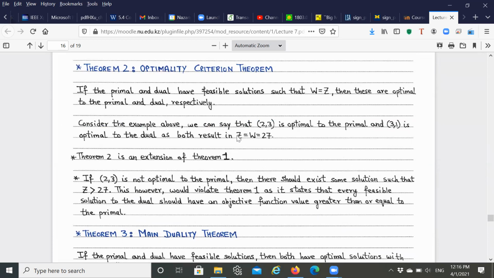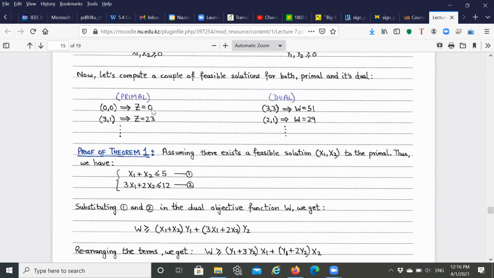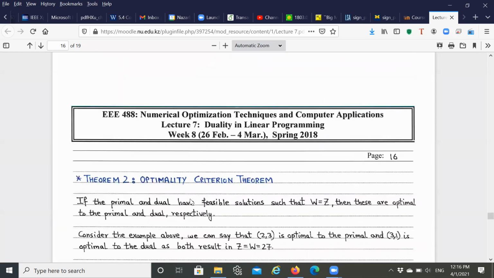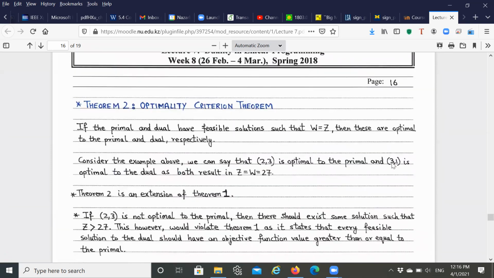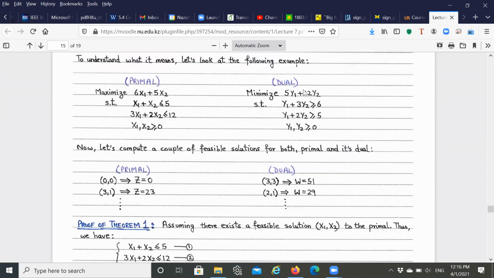So let me give you an example of what I mean. Let's say 2, 3. Let's go back over here. For the primal, if you put in 2, 3, what would be the Z value? x1 is 2, x2 is 3. 27? Yes, so Z would be equal to 27. Now what happens if you put 3, 1 over here for the dual objective function? y1 is equal to 3, y2 is 1, and W is 27. Good. So we see that there exists some feasible solution for which the primal and the dual reach the same value.